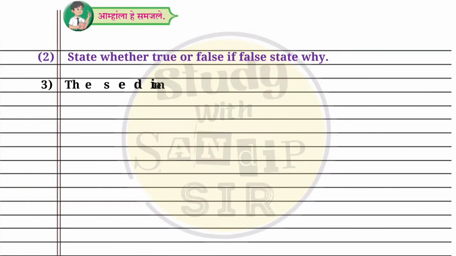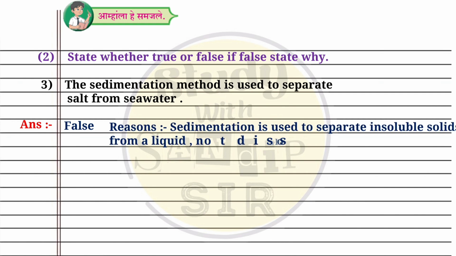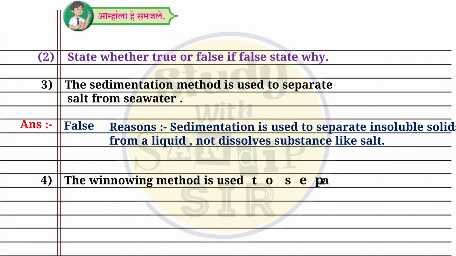Next, the sedimentation method is used to separate salts from seawater. The answer is false. Reason: sedimentation is used to separate insoluble solids from a liquid, not a dissolved substance like salt. Next, fourth, the winnowing method is used to separate lightweight debris from grains. The answer is true.